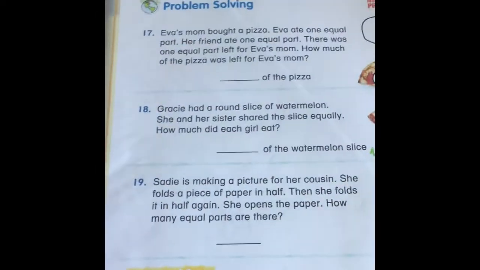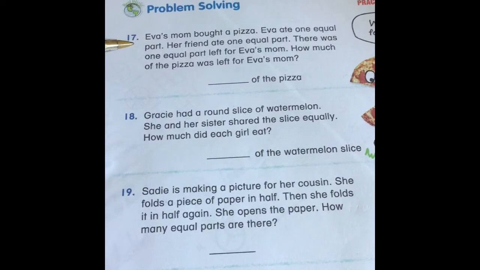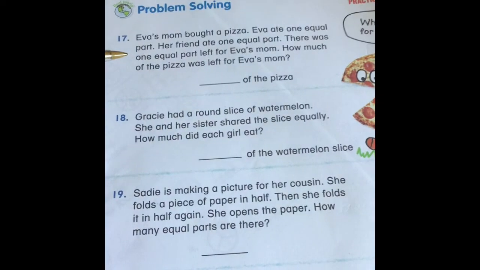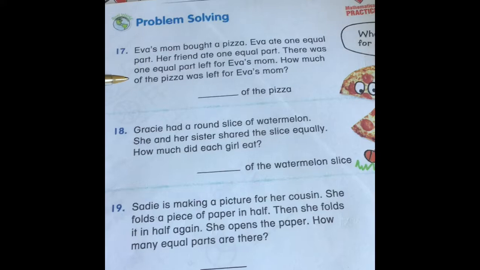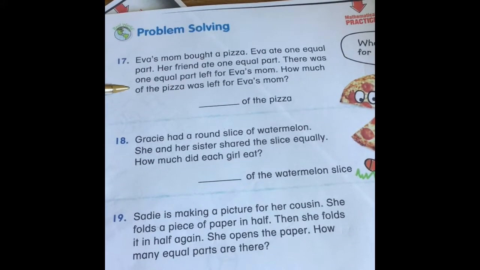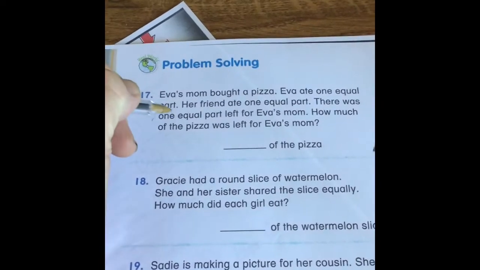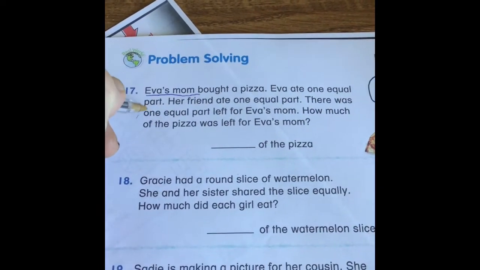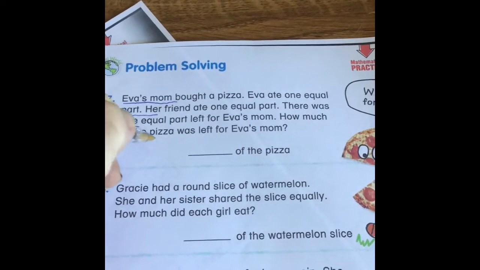All right, so here you have 3 word problems. Eva's mom bought a pizza. Eva ate 1 equal part. Her friend ate 1 equal part. There was 1 equal part left over for Eva's mom. How much of the pizza was left over for Eva's mom? Well, let's do this one first. First off, you're going to underline what you're given. So make sure you're underlining all of that. And then the last bit, you're going to circle the question.